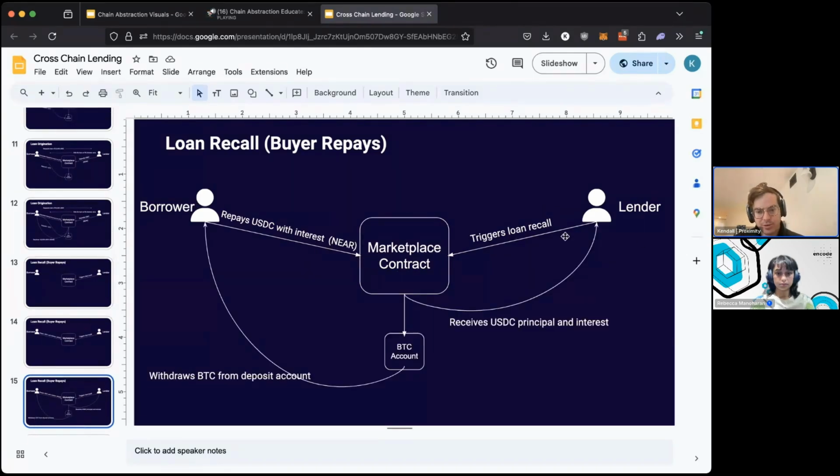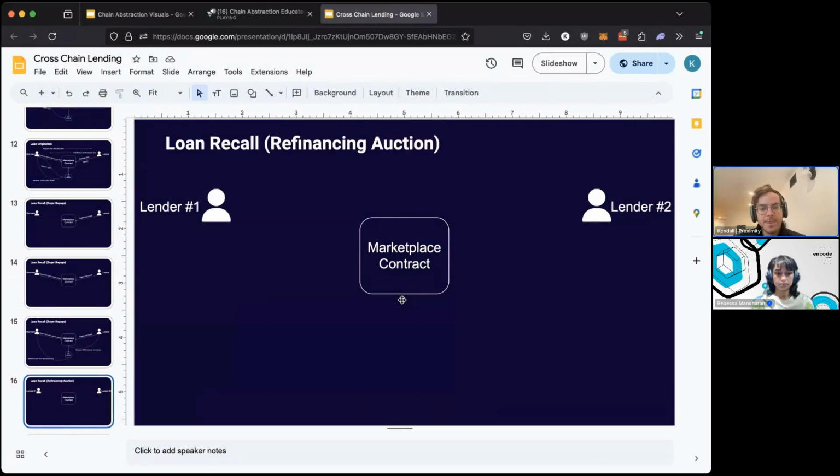So this lender will receive the USDC principal plus interest, so they're happy. And then the borrower will be able to request to withdraw the Bitcoin from this custody account so that they're whole. That's kind of a happy path. Now let's talk more about a refinancing auction and how that could work.